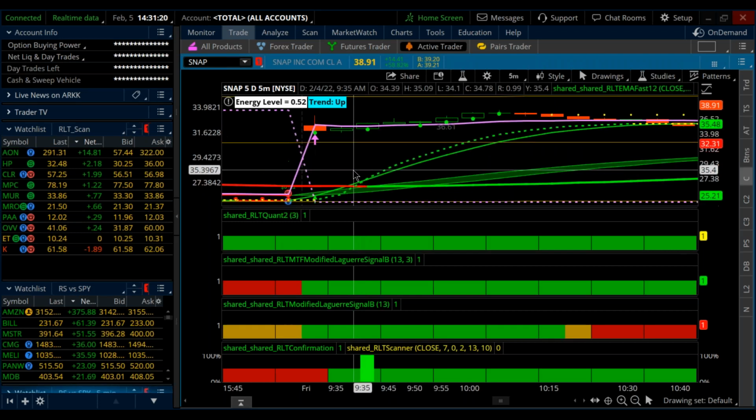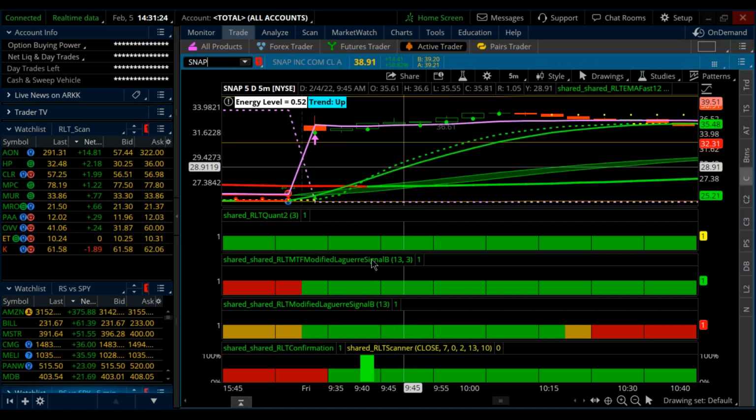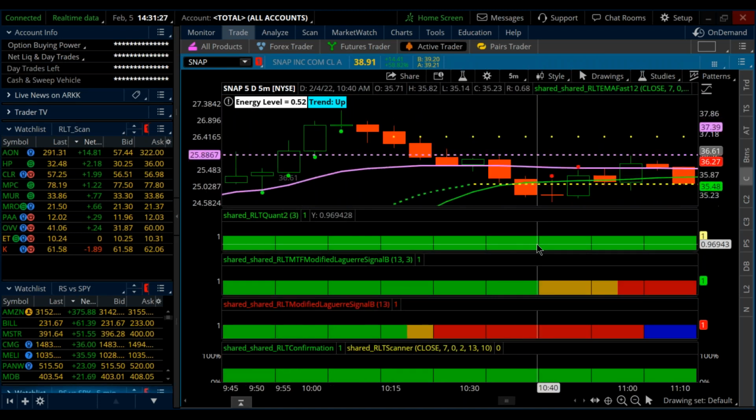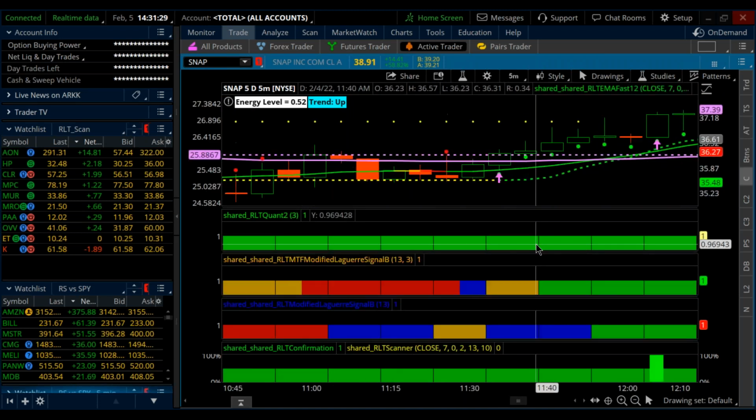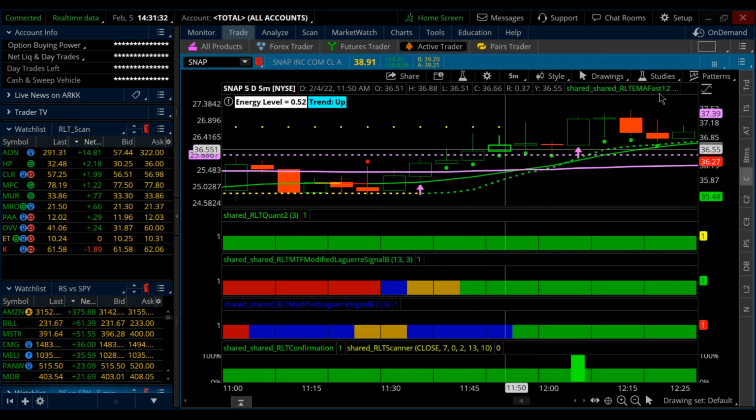That's the SNAP chart for Friday. Gap up, big buy-in, a lot of green. Institutions step back, it gets red. Institutions come in, up it goes.